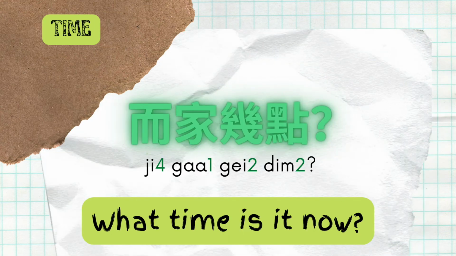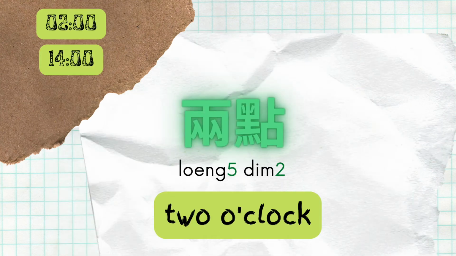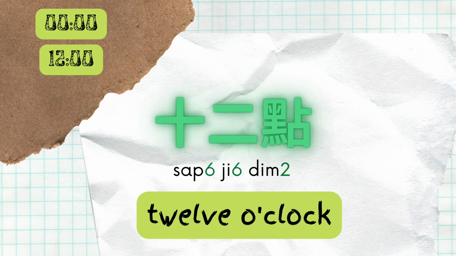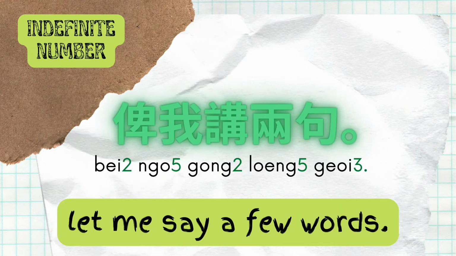What time is it now? 而家幾點? 幾 here means how much or how many. If it's 2 o'clock, we answer 2點. If it's 12 o'clock, we answer 12點.